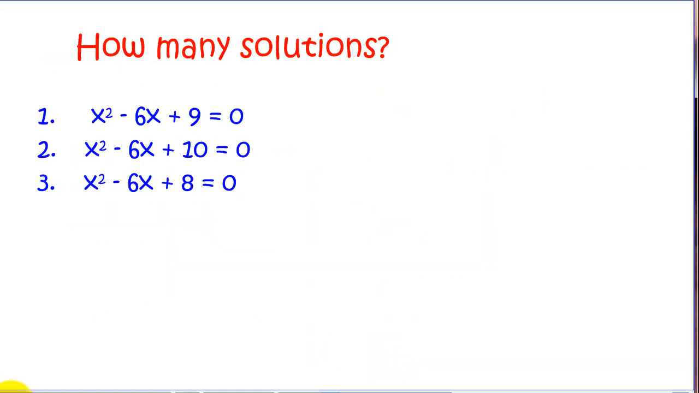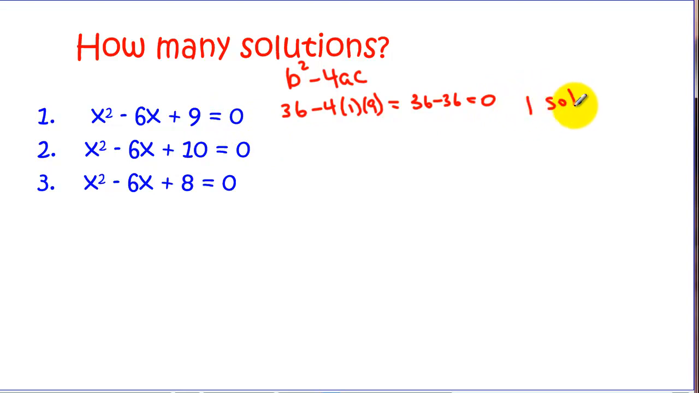So for our last problems here, if we had this and it just asked how many solutions, we're going to calculate for each one b squared minus 4ac. So here b squared is negative 6 squared, which is 36. Minus 4 times 1 times 9, which is 36 minus 36, which is 0. So that tells us this problem has one solution.